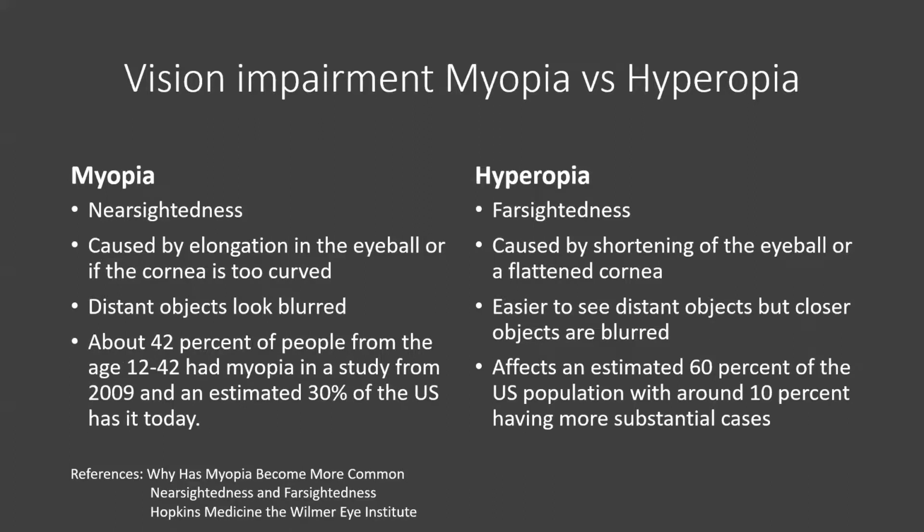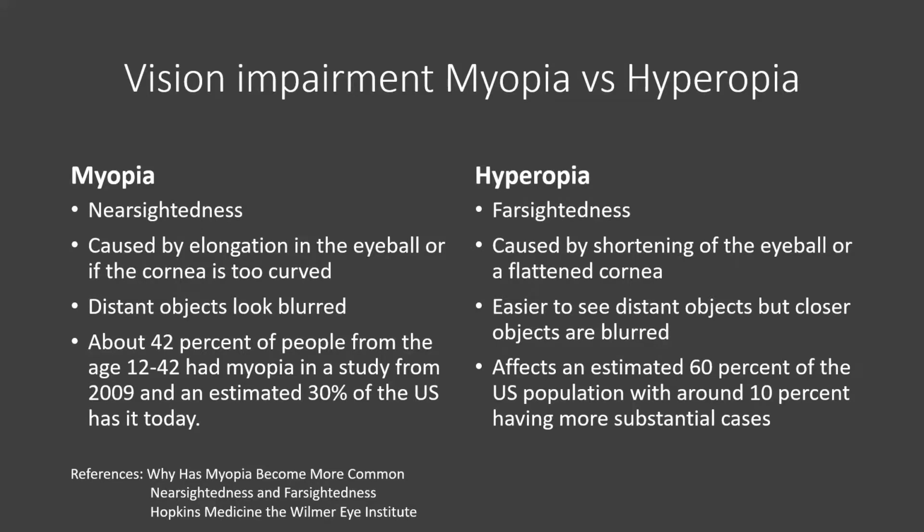So the last thing I want to talk about is the specific vision impairments of myopia versus hyperopia, or nearsightedness versus farsightedness. Myopia, or nearsightedness, is normally caused by elongation of the eyeball, or if the cornea is too curved, which means imagine the eye is being pushed down and elongated horizontally. So distant objects look blurred, and you can't see as far. This can be especially difficult in situations where someone is driving, but they might be able to see closer objects more clearly, like reading a book or watching TV.